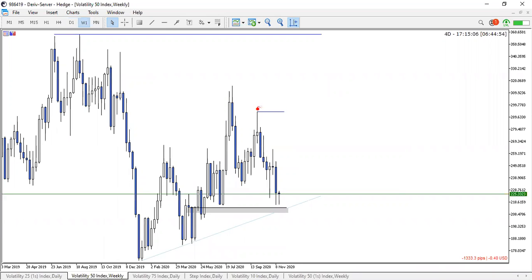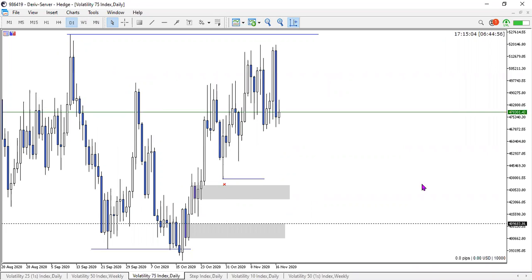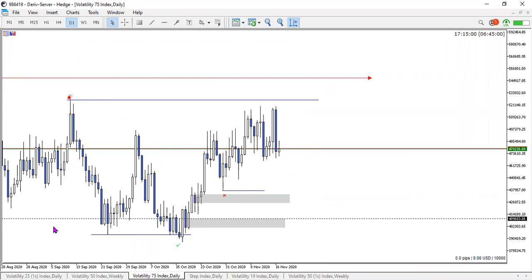Cool. Let's move on to volatility 75. Looking at volatility 75, I did speak about possible sells coming in yesterday, I believe. Correct me if I'm wrong, but I did speak about possible sells coming in yesterday. Not really sure if I did call it out, to be very honest, but as we can see, it did respect this level up in here as a level of resistance, and currently it is holding at this level here as a level of support.